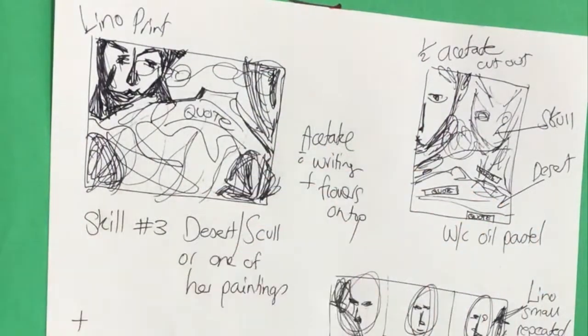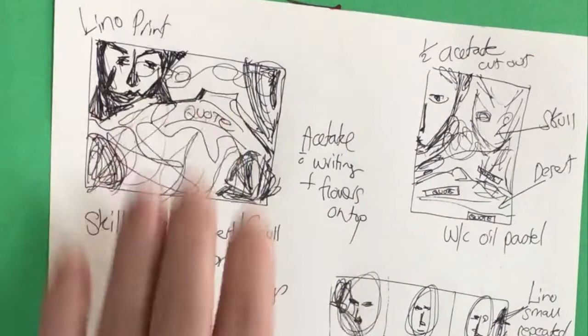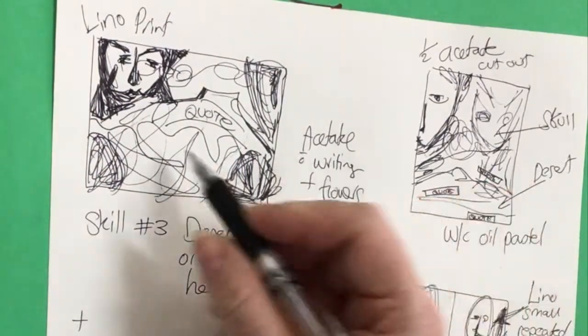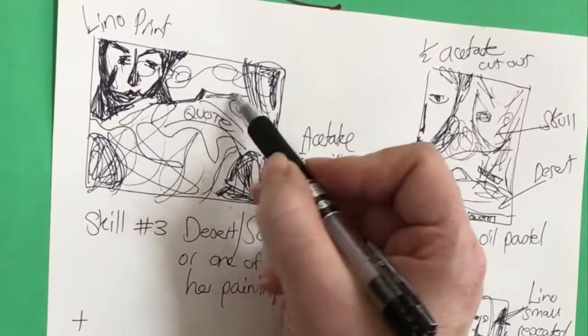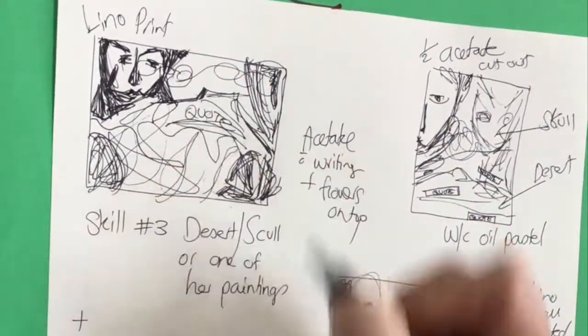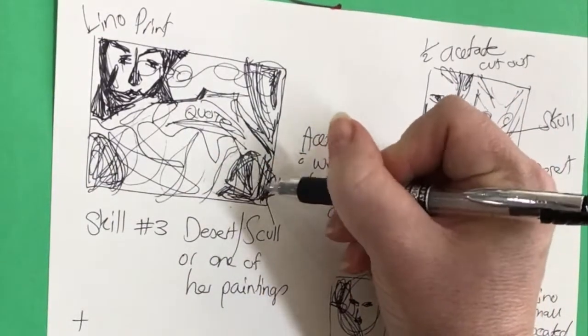When you are doing concepts, they are small. See, they're about just a little bigger than 3 fingers. So they're very small, they're very rough. And you write notes because my drawing is not easy to see what it is. But I know I want to include a quote, so I write the word quote. I was thinking here desert or skull painting.